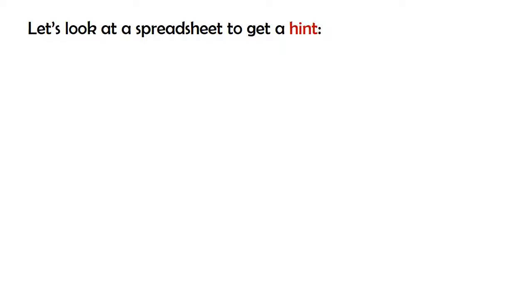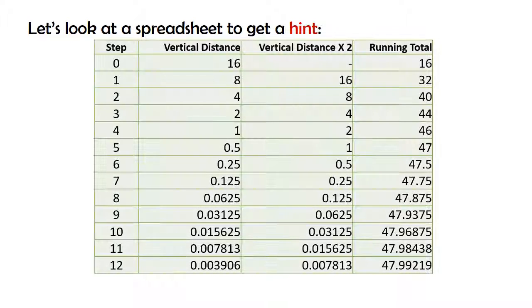To do this, what I'm going to do is I'm going to do an experiment, by using a Microsoft Excel spreadsheet. And here's what I got. The first column is the step number. 0 is the initial drop, 1 is the first bounce, 2 is the second bounce, and so forth. The second column is the vertical distance. So we start with 16. We take half of that each time as we go down.